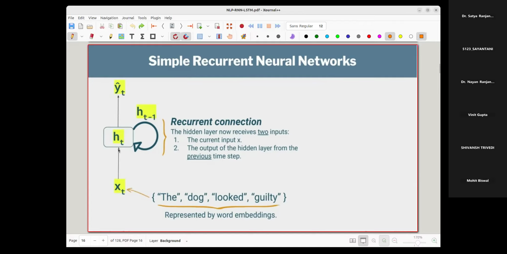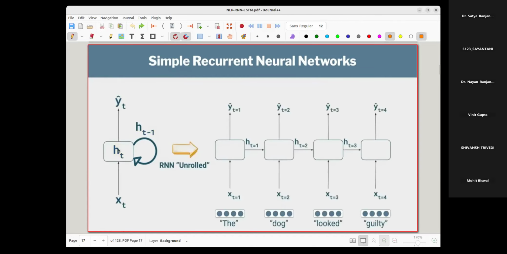Now if you unroll it through time, you see this is only one network, there is only a recurrent connection. But when you unroll it, just imagine how it is processed at every time step. At the first time step "the" is processed, second time "dog" is processed, third time "looked" is processed, and the fourth time "guilty" is processed.